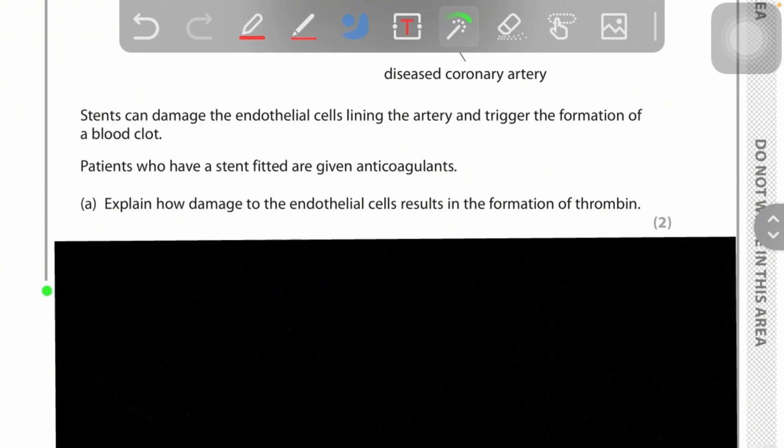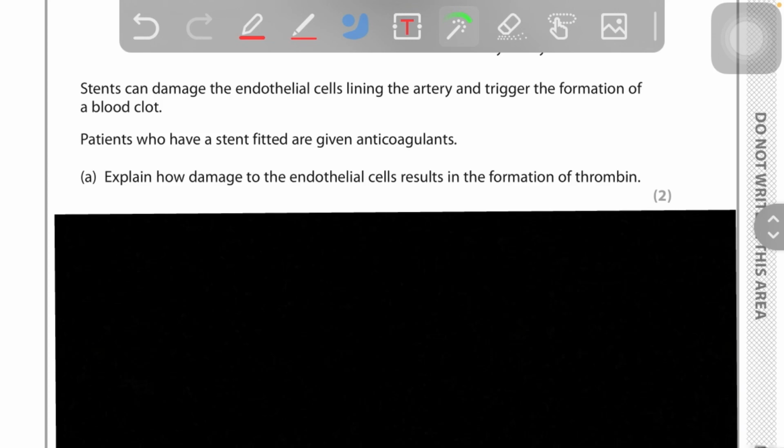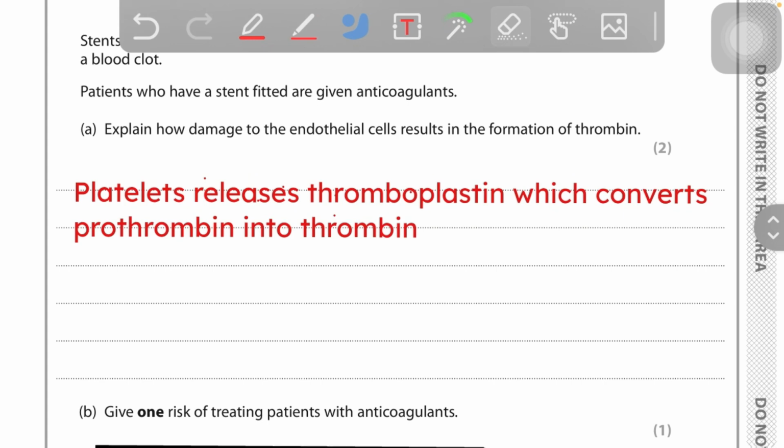So how is thrombin formed? Thrombin is formed from thromboplastin, right? Thromboplastin results in the formation of thrombin from prothrombin, isn't it? It's basically because the platelets release thromboplastin, which results in the formation of thrombin. Platelets release thromboplastin, which converts prothrombin into thrombin.